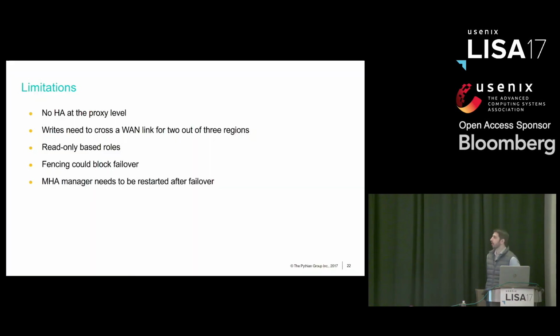Of course there are some limitations. As I said, there's no HA at the proxy level. We talked about how to deal with that. Writes need to cross a WAN link in 2 out of 3 regions, so that could also be a limitation. It was good enough for this project, but in some cases, perhaps it may not be enough.